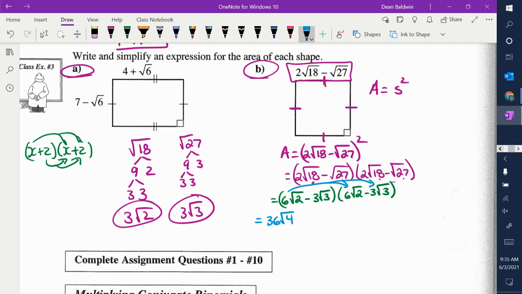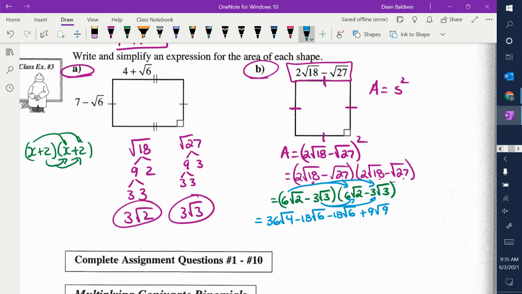6 root 2 times negative 3 root 3, negative 18 root 6. And then we multiply negative 3 root 3 times 6 root 2, which is the same thing. Negative 18 root 6. And then negative 3 root 3 times negative 3 root 3 is positive 9 root 9. Is everybody okay with that?